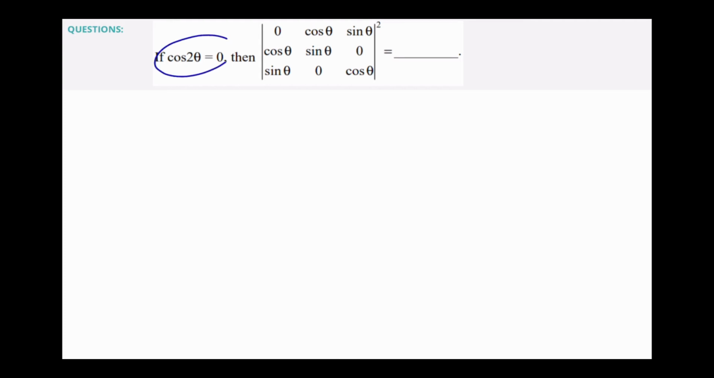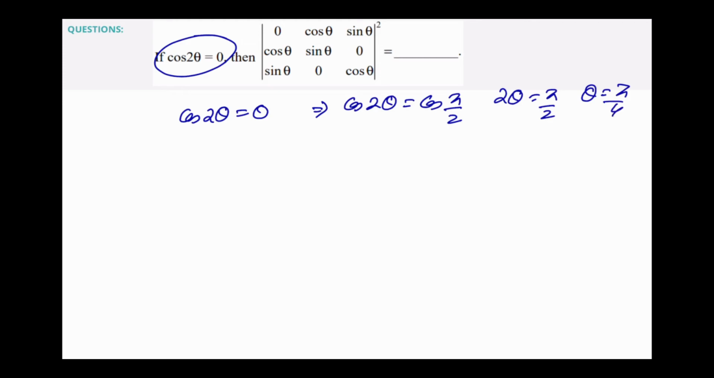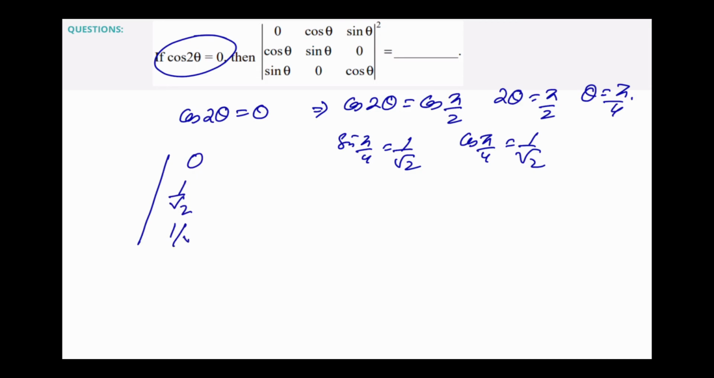Now in this question, students, they have already given cos 2 theta equal to 0. So a very important point: when can that happen? When is cos zero? At pi by 2, 90 degrees. So 2 theta is equal to pi by 2, so we get theta is equal to pi by 4. Now substitute. We know sin pi by 4 is 1 by root 2, and cos pi by 4 is again 1 by root 2. So put the values and solve it: 1 by root 2, 1 by root 2, 0, 1 by root 2, 0, 1 by root 2, correct.